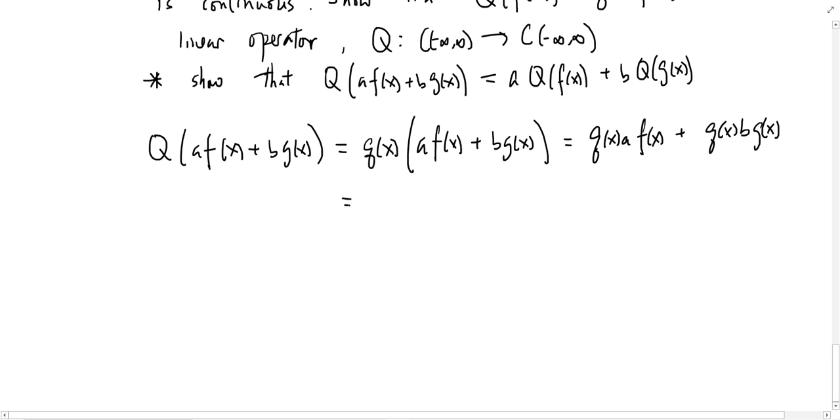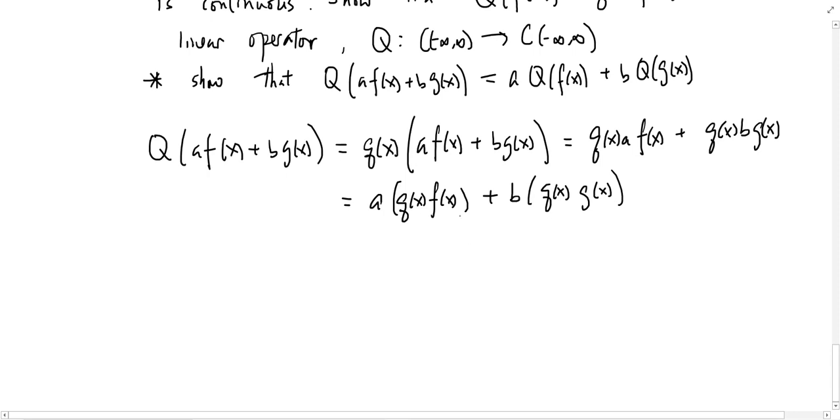And even though I'm multiplying three functions together, they still follow the rules of multiplication with real numbers. That means I can rearrange how to multiply these three things together in such a way that I can multiply two of them first. And because multiplication is commutative, this is the same thing as a times q of x, f of x. We group q of x times f of x together, and I'm going to say b times q of x, g of x, and also group q of x times g of x together.